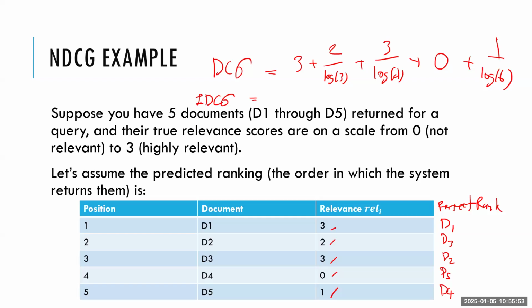And from the perfect ranking, I can compute the ideal DCG. So for the perfect ranking, I have the relevant scores of 3, 3, 2, 1, and then 0. So I'm going to have 3 plus 3 over log 3 plus 2 over log 4 plus 1 over log 5 plus 0. So that is the ideal DCG. And finally, for my normalized score, I just take the top divided by the bottom.